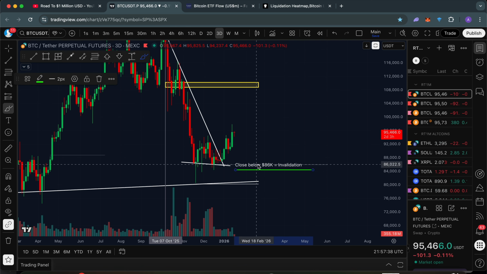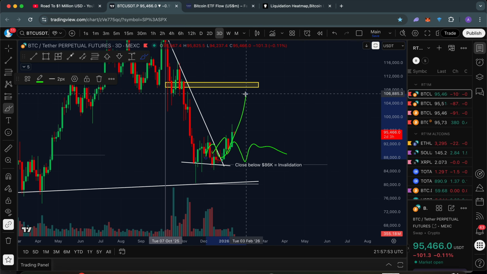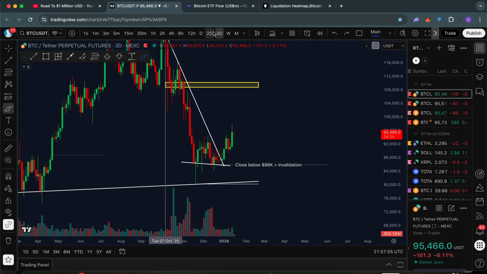Now, the point of invalidation for this bullish divergence is if we get candle closes below 86k. Therefore, so long as we are not seeing any candle closes below, my base case expectation is that we are either, once again, getting some choppy sideways price action or some bullish momentum.